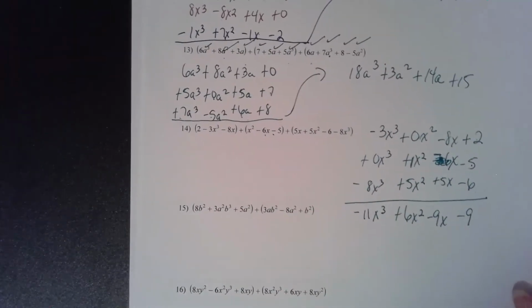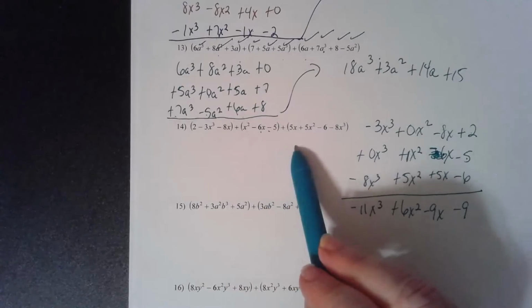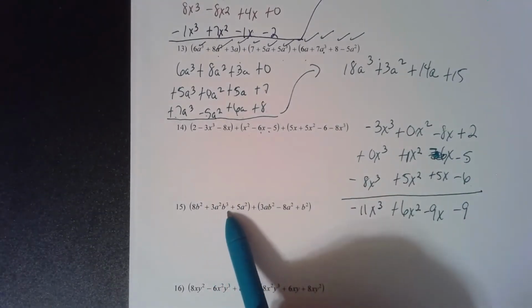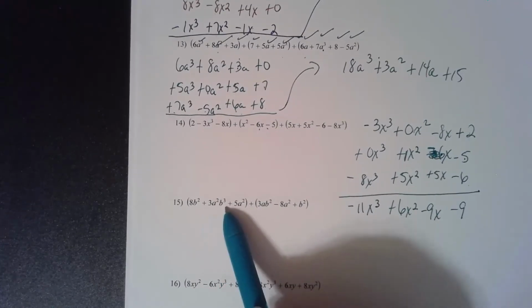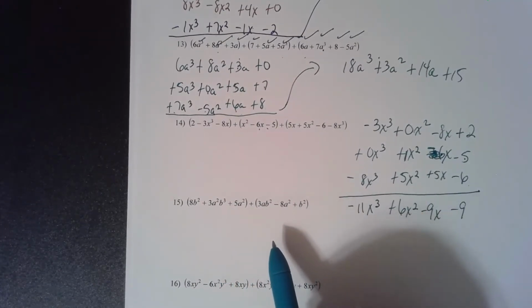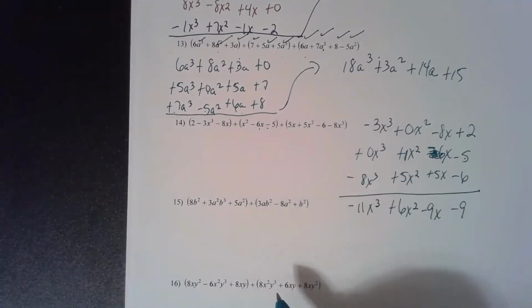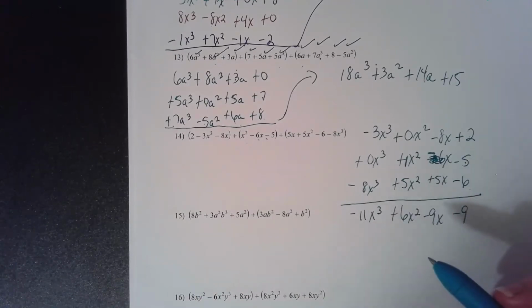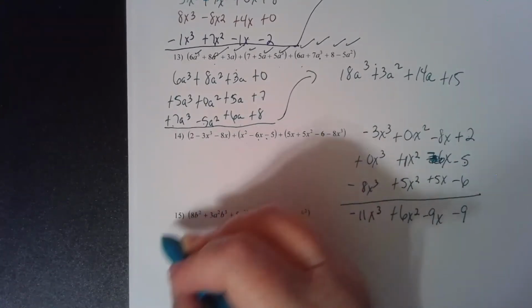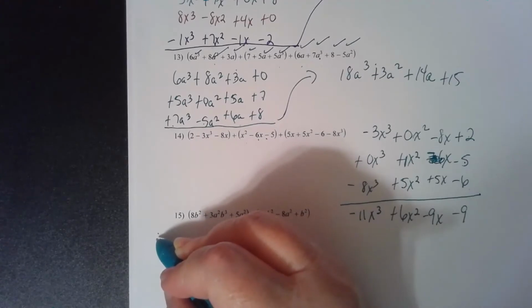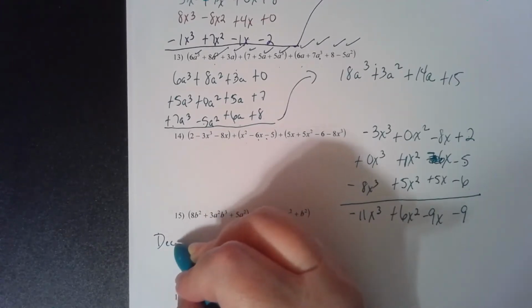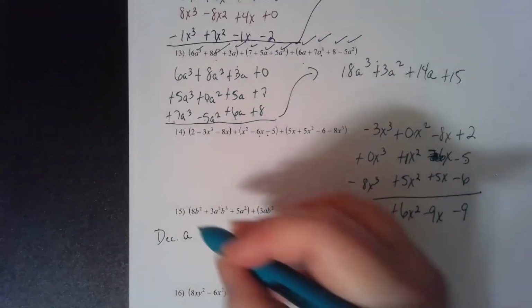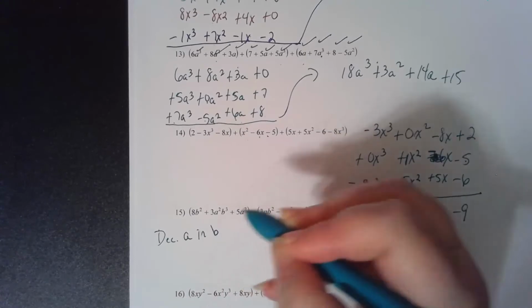Okay, so far we've been dealing with one variable only, but now we have a combination of variables. We've got a squared, b cubed, b squared. So we're going to have to watch what's going on. So when we have something like that, you want to go in decreasing order on your a terms, or whichever one comes first in the alphabet, and increasing on the b terms. Okay?